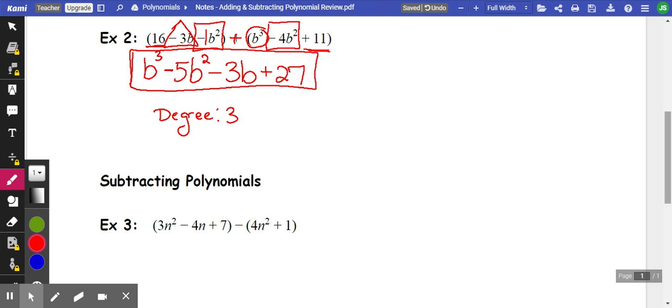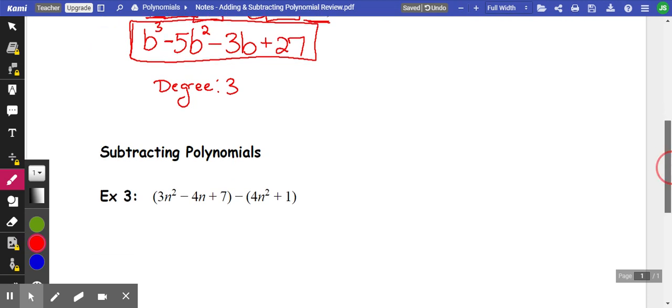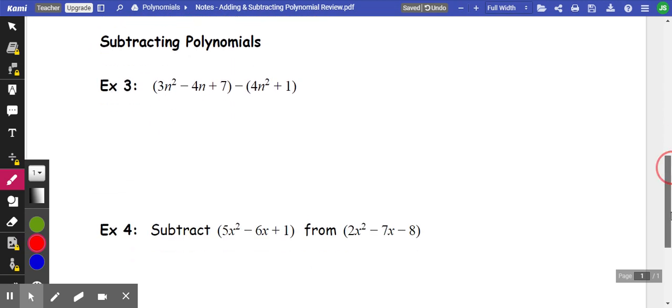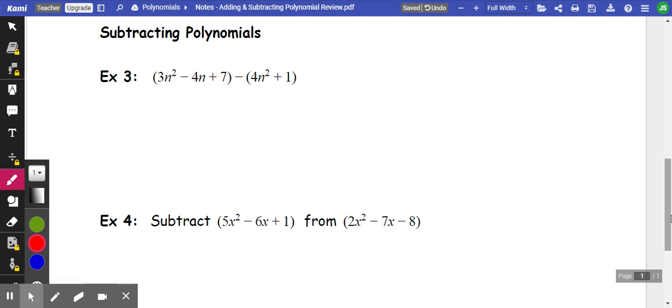There's just one little thing that we've got to be careful with. Okay, so we're going to talk about 2 problems here with subtraction. So when we're subtracting, we have to be a little bit more careful with signs, and the order matters in subtraction problems, where I didn't have to worry about it too much in my addition.